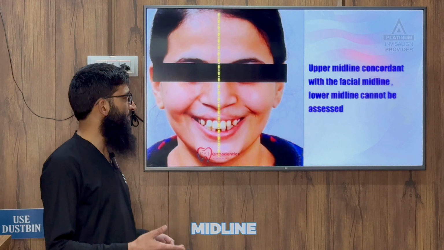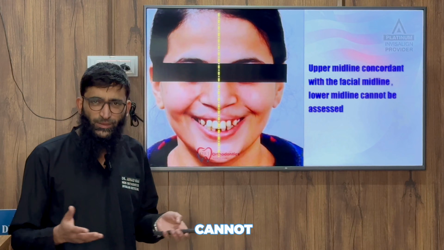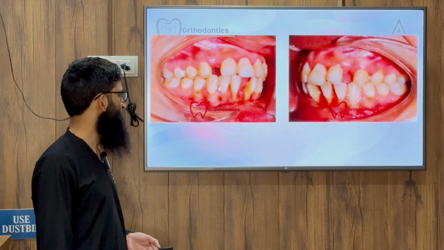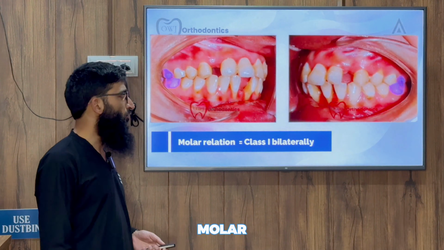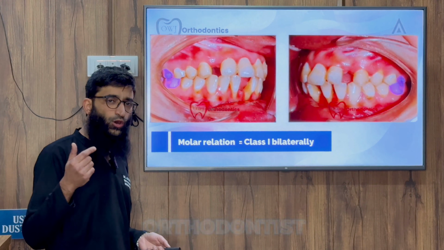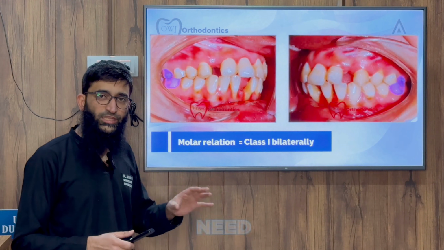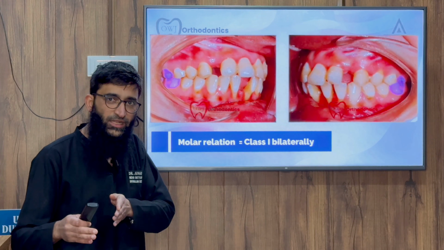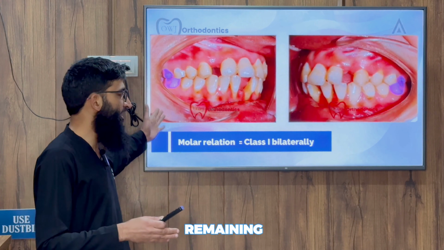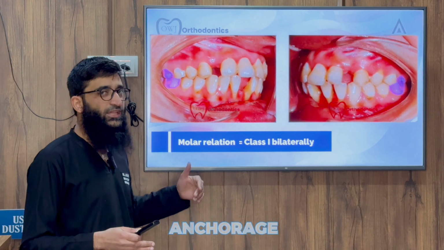The upper midline is concordant with the facial midline, while the lower midline cannot be assessed because of the 7 mm diastema. Molar relation bilaterally is class 1, and the thing an orthodontist needs to know is that the things which are normal, we need to maintain this normalcy till the end of our treatment. If this class 1 molar relation does not remain class 1, that is the failure of an orthodontist. It means there is anchorage loss.